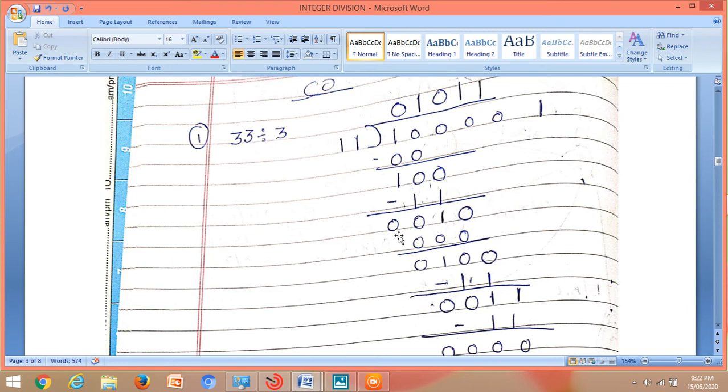So 1 minus 1, answer is 0. So what answer am I getting? 001. You can always check whether your answer is correct or not by converting it to decimal. So this is 4, this is 3, 4 minus 3 is 1. Yes, the answer is correct.